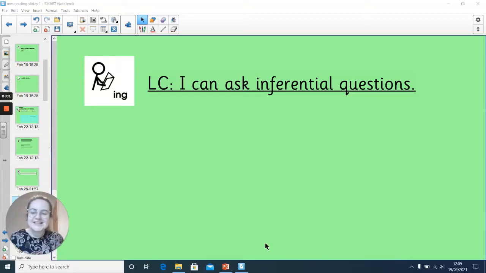Hi everybody! In today's reading lesson we are looking at the learning challenge I Can Ask Inferential Questions. We are going to read some of the story of Meerkat Mail and then we're going to have a go at asking some questions about the text to show our understanding. Today we are going to ask questions which we aren't sure of the answer to. So the answer might not be in the text. It's things that we are curious about but we don't really know why.